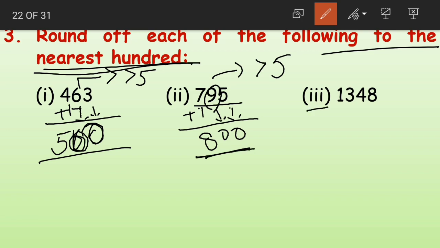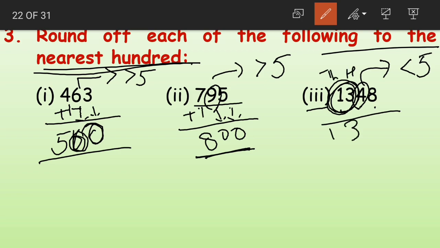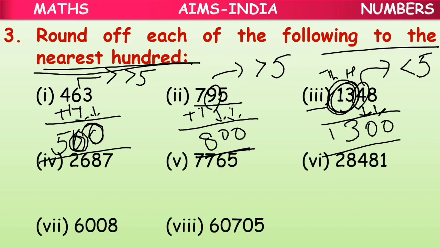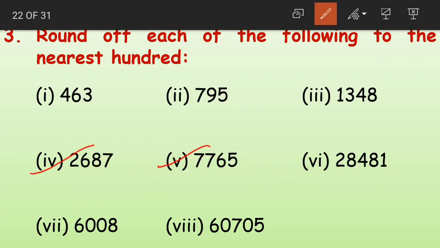Now question number 3, 1348. Here we are having 4 in the tens place. It is less than 5. So the digits in hundreds and thousands place remain unchanged, 1, 3. Now the digits in tens and ones will be replaced by zeros. So 1348 when rounded off to the nearest 100 becomes 1300. Clear, students? Now look at these 5 questions here, 4, 5, 6, 7 and 8. Yes students, question numbers 4, 5, 6, 7, 8 will be your homework questions.